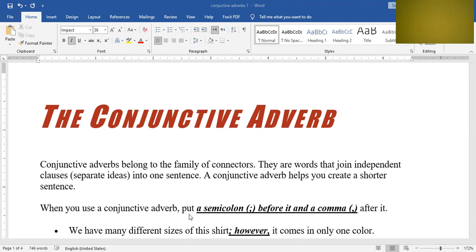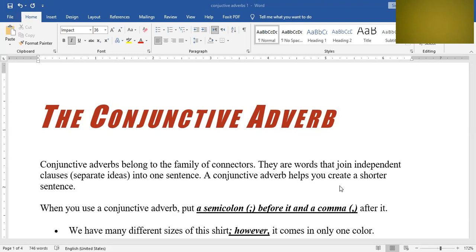Again, maybe the sound was low. Conjunctive adverbs belong to the family of connectors. They are words that join independent clauses, independent ideas. A clause is a full sentence with a subject and a verb and other words if we need. So two independent clauses. None of them depend on the other in meaning. When you read one of them or you write one of them, it gives you a complete meaning. It's meaningful. You don't need any other sentence to make it meaningful.